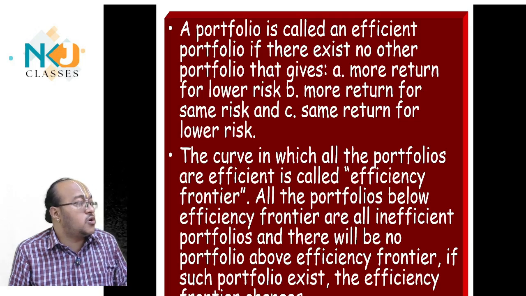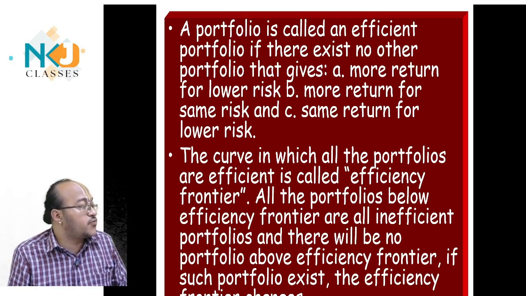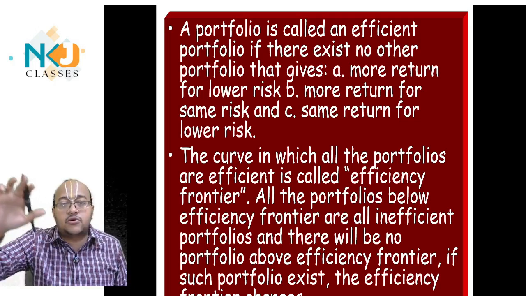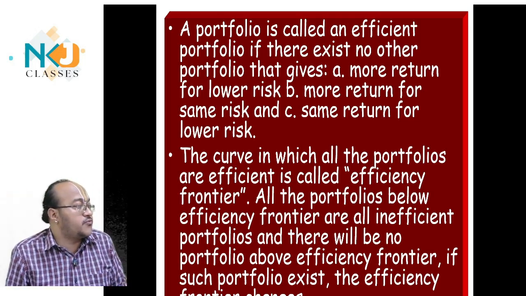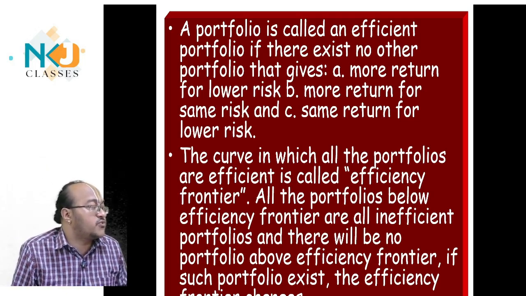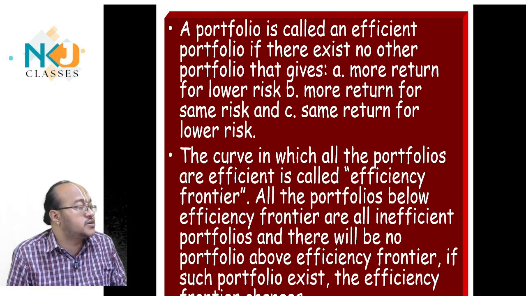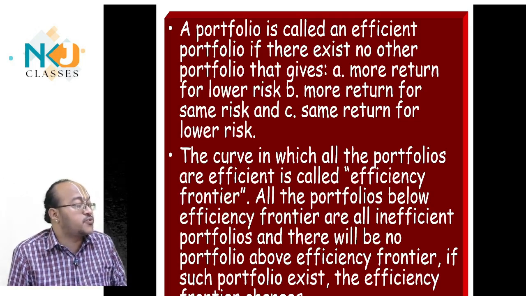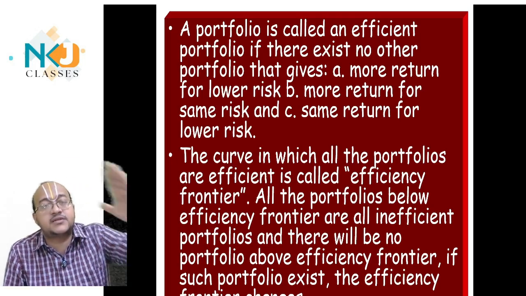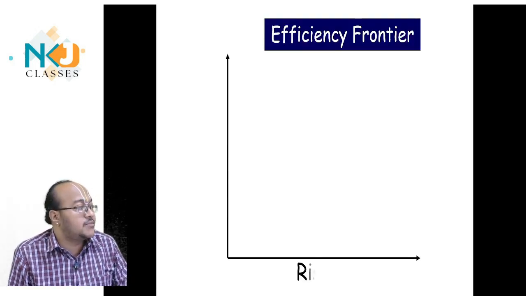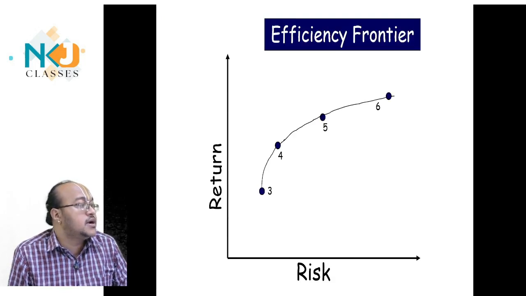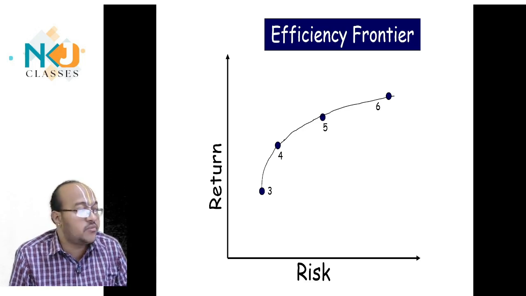The curve in which all the portfolios are efficient is called the efficiency frontier. All the portfolios below the efficiency frontier, as I showed you through the one note, are inefficient portfolios, and there will be no portfolio above the efficiency frontier. If such a portfolio exists, the efficiency frontier itself changes. See here, the efficiency frontier, diagrammatic representation, risk and return, and from 3 onwards it changes: 3, 4, 5 and 6. This is all about the efficiency frontier.